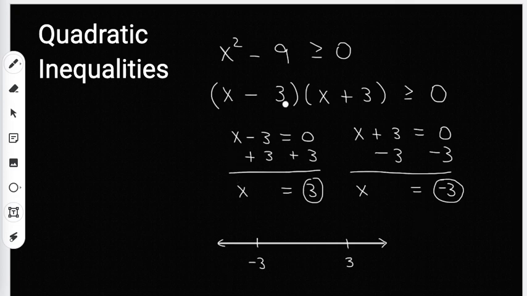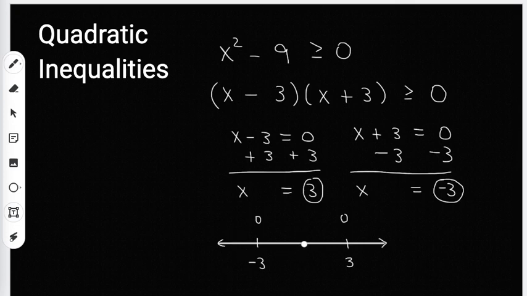Now, I know that if I plug in negative 3 into this equation right here, I'm going to get a 0. So I'm going to put zeros above the negative 3 and the positive 3. And that's going to help me out when I do my interval testing. Now, what I want to do is choose some numbers that help me to figure out if this is going to be greater than 0 or less than 0.